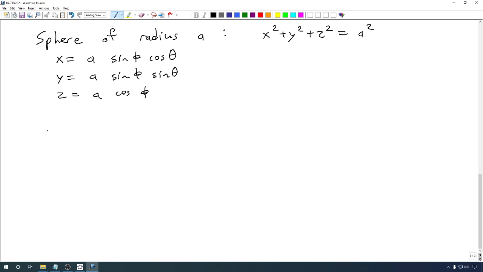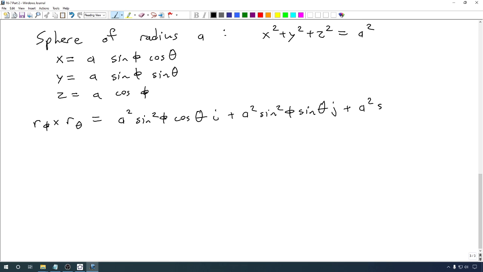In the last set of videos, we did derive a formula for the cross product of r sub phi cross r sub theta, and rather than go through all the calculations again, I'm just going to write it down. So we found that r sub phi cross r sub theta is a squared sine squared phi cosine theta for our i component, a squared sine squared phi sine theta for our j component, and finally a squared sine phi cosine phi for our k component.